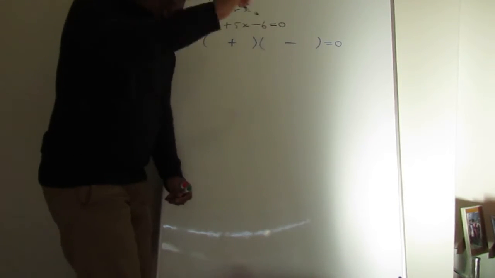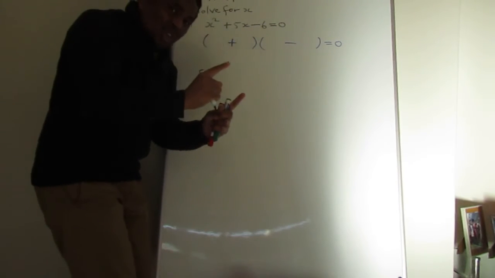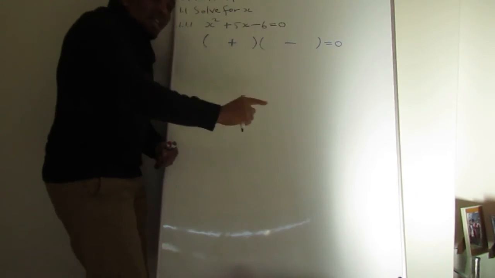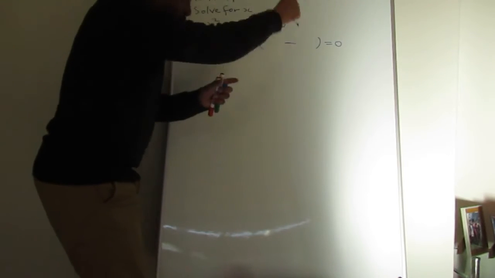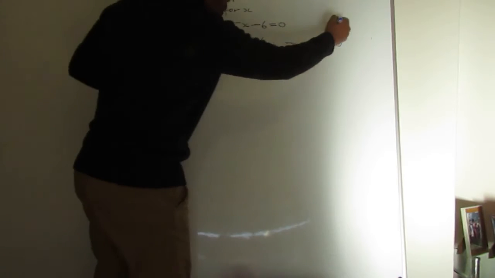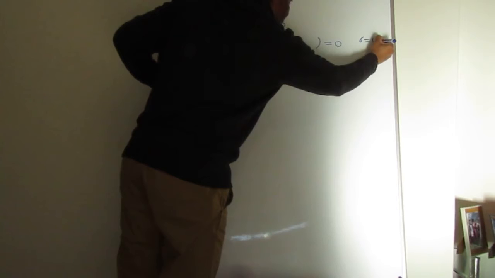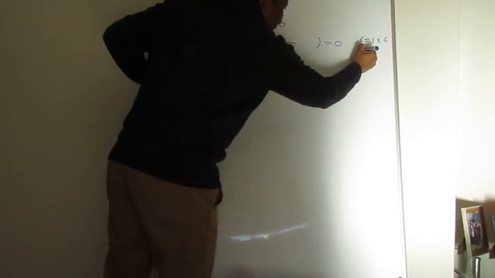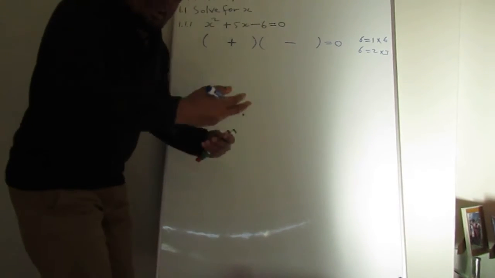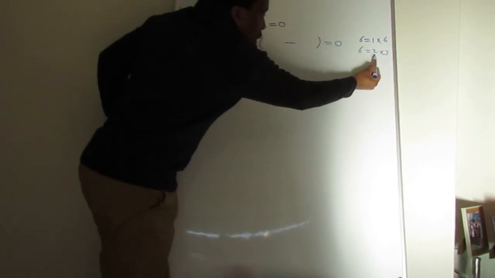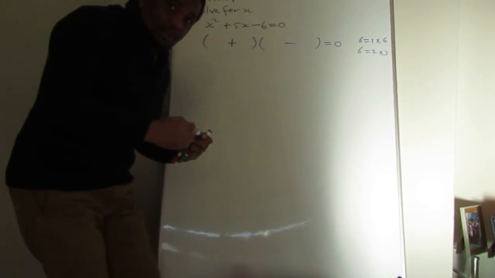Next step, you go to your last term, which is your third term. Your last term in this case is 6. You write its factors on your halfway column. 6 is made by 1 times 6. 6 is made by 2 times 3. 6 is made by 3 times 2, so there's no reason for me to write 3 times 2. So these are the factors for 6.